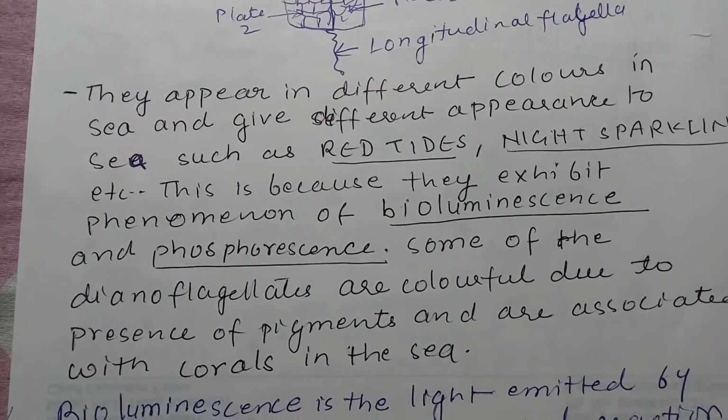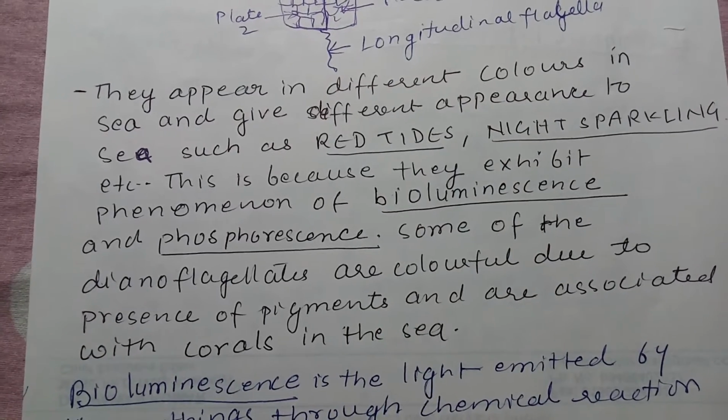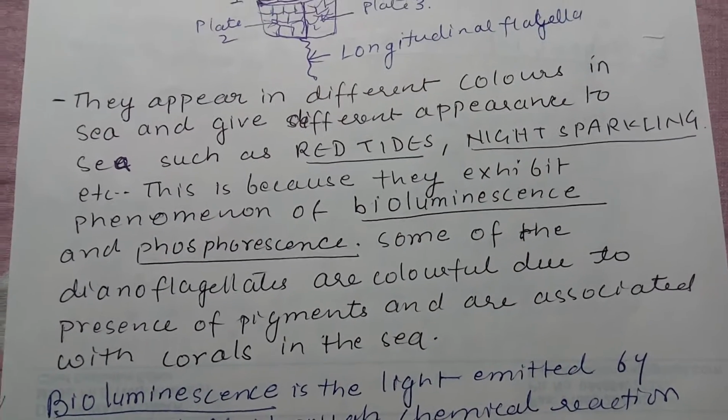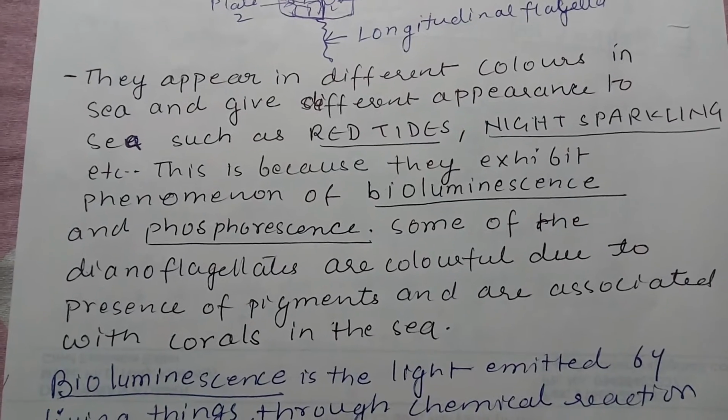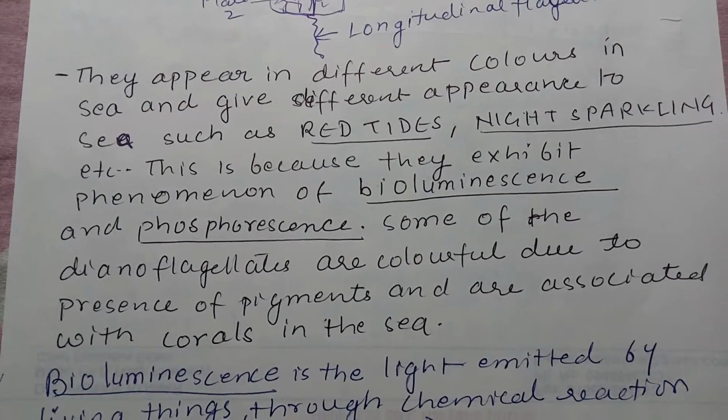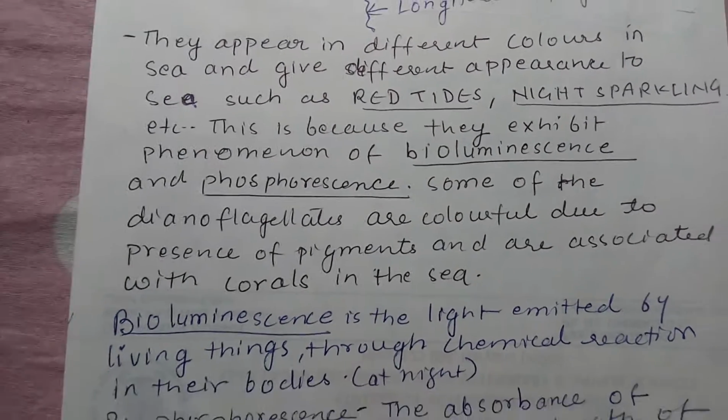This is because they exhibit the phenomena of bioluminescence and phosphorescence. Some of the dinoflagellates are colorful due to the presence of pigment and are associated with coral in the sea. So they are symbiotically associated with corals and they give different colors to the corals.